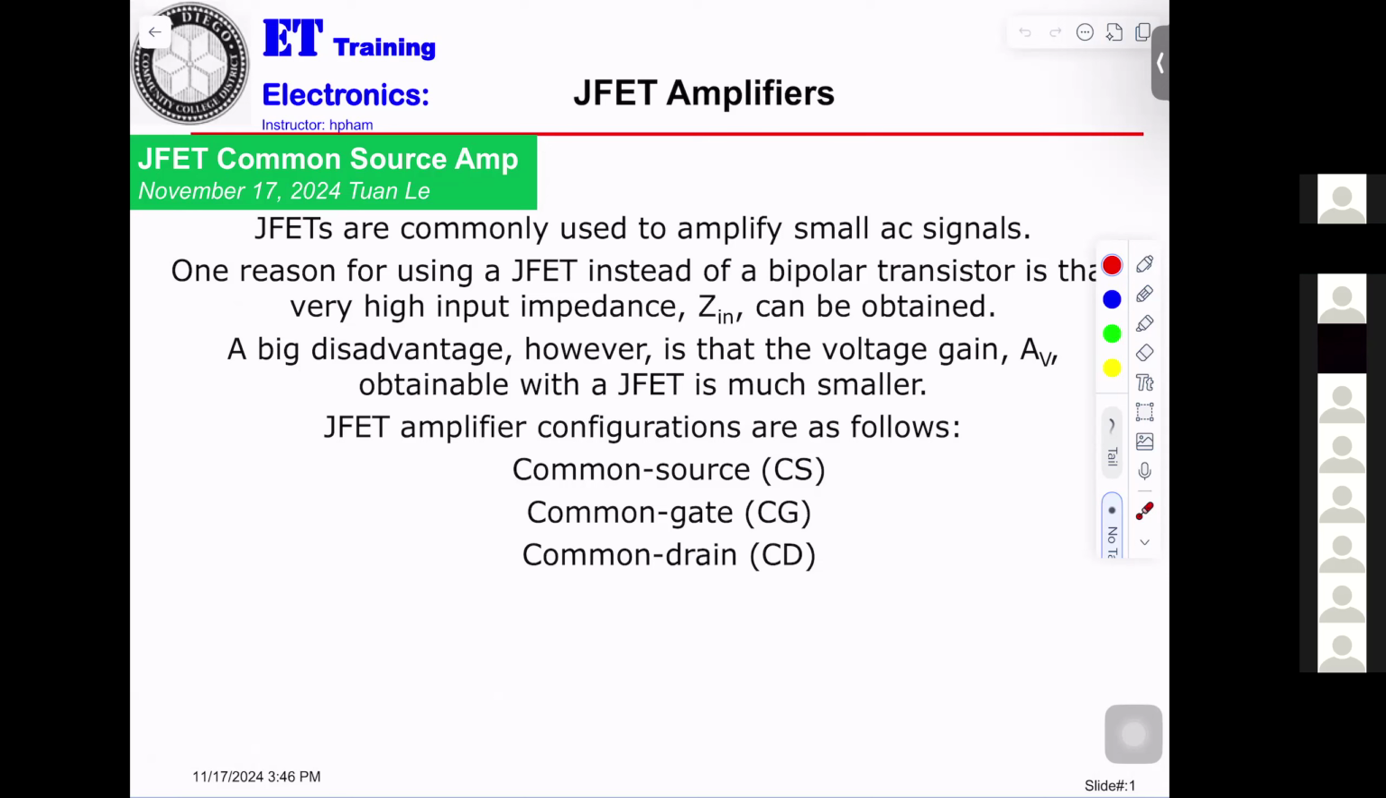And also, the JFET amplifier configurations are as follows: common source, common gate, and common drain. Okay, still the same thing, a three-amplifier configuration.